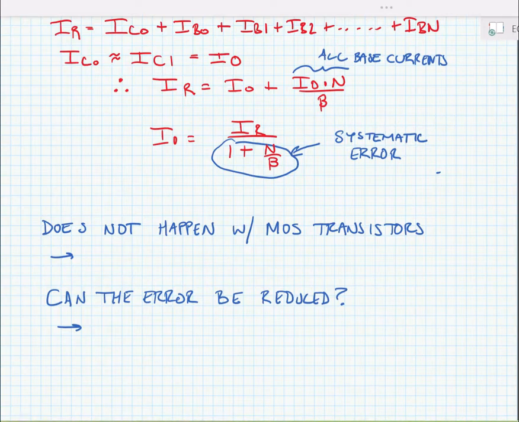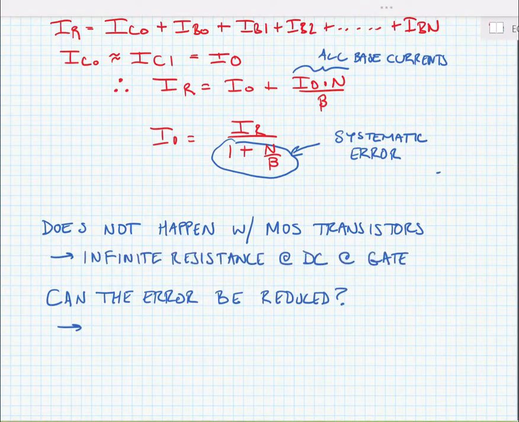Now, it doesn't happen with MOS transistors, and this is because MOS devices have infinite resistance at DC at the gate. This means that we don't have any DC gate current flowing into the MOS device, so we'll never see that systematic error.